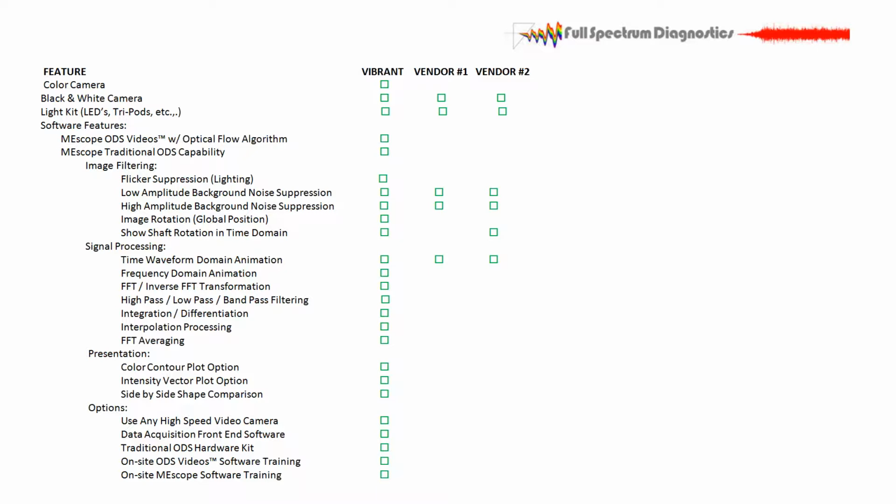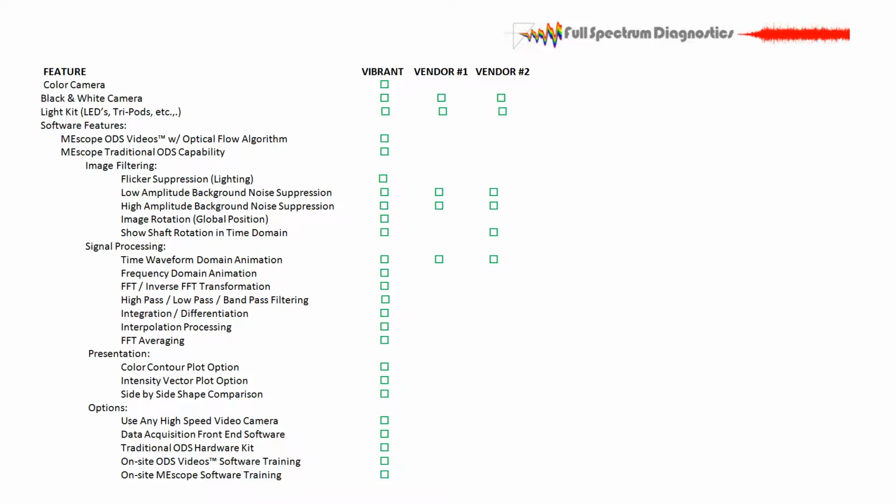We have signal processing that includes the FFT and inverse FFT, so you can manually do some of these signal processing ventures yourself and understand how they're affecting your machine to get the best possible image. There's high pass, low pass, and band pass filtering. There's integration and differentiation, since we are taking our video in a displacement application, we can differentiate it and turn it into velocity, and do it again and turn it into acceleration if we require. We do interpolation processing. As far as I know, we're the only ones that do that. And we do FFT averaging.